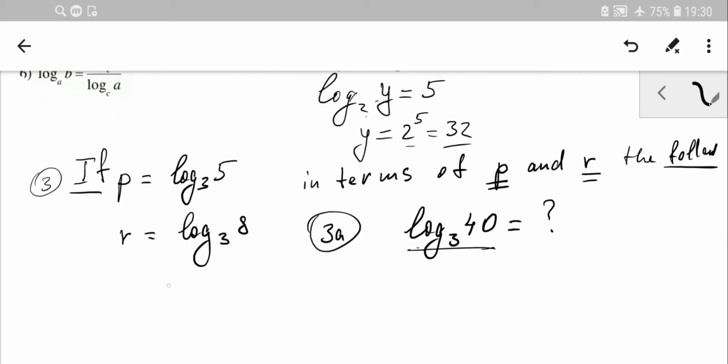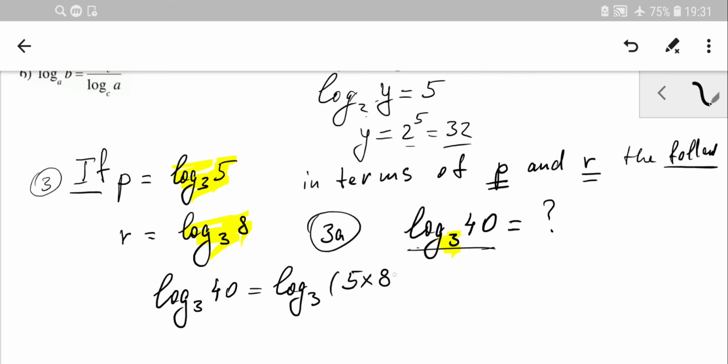So what we're going to do, we just simply need to apply the property, but our primary goal is to have logs with the base of 3 and of the following numbers, 5 and 8. Hopefully we have 3 as the base, and that's how to get from 5 and 8. So we can simply say that log base 3 of 40 can be written in the form log base 3, and here is the way that you can do it. You just simply use the property of multiplication, so factorize 40 into 2 factors.